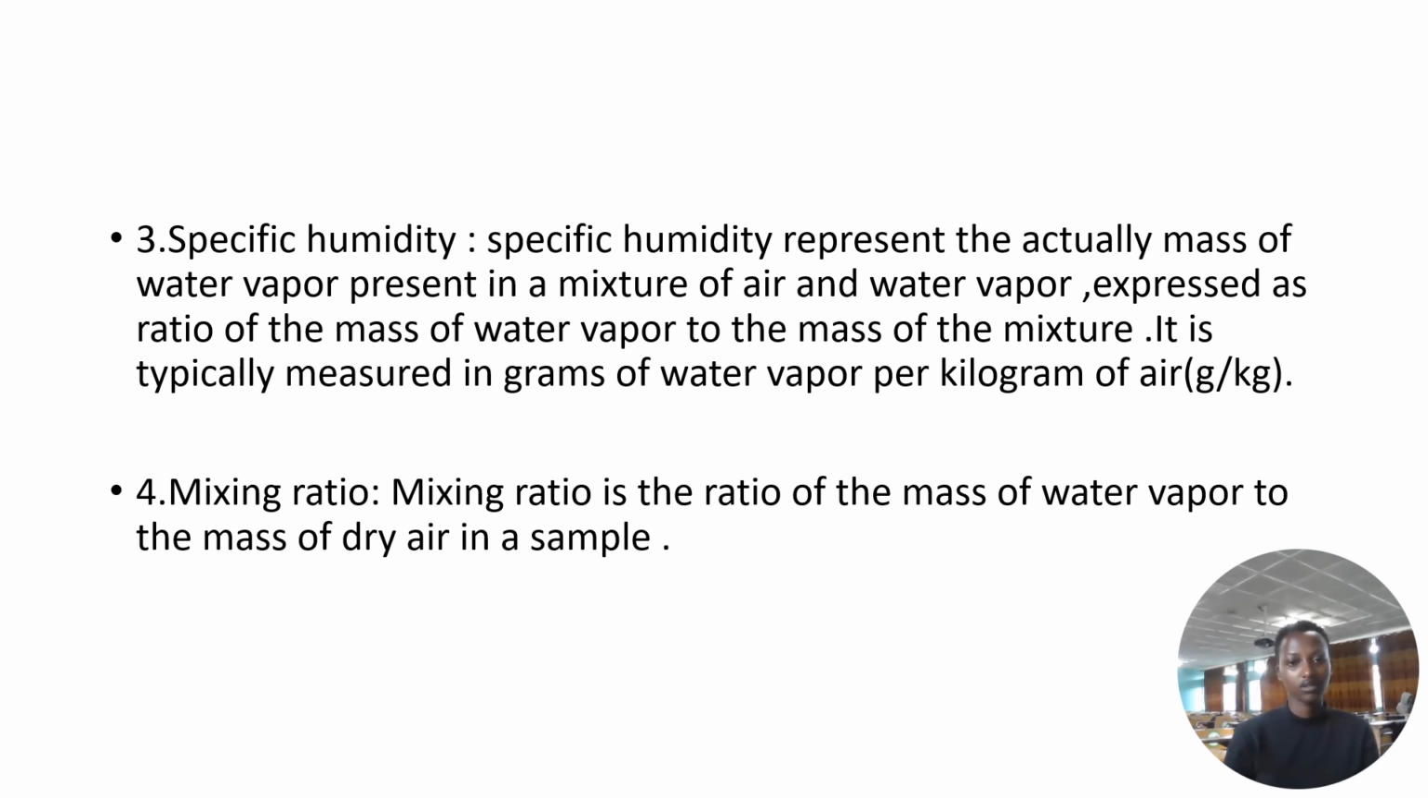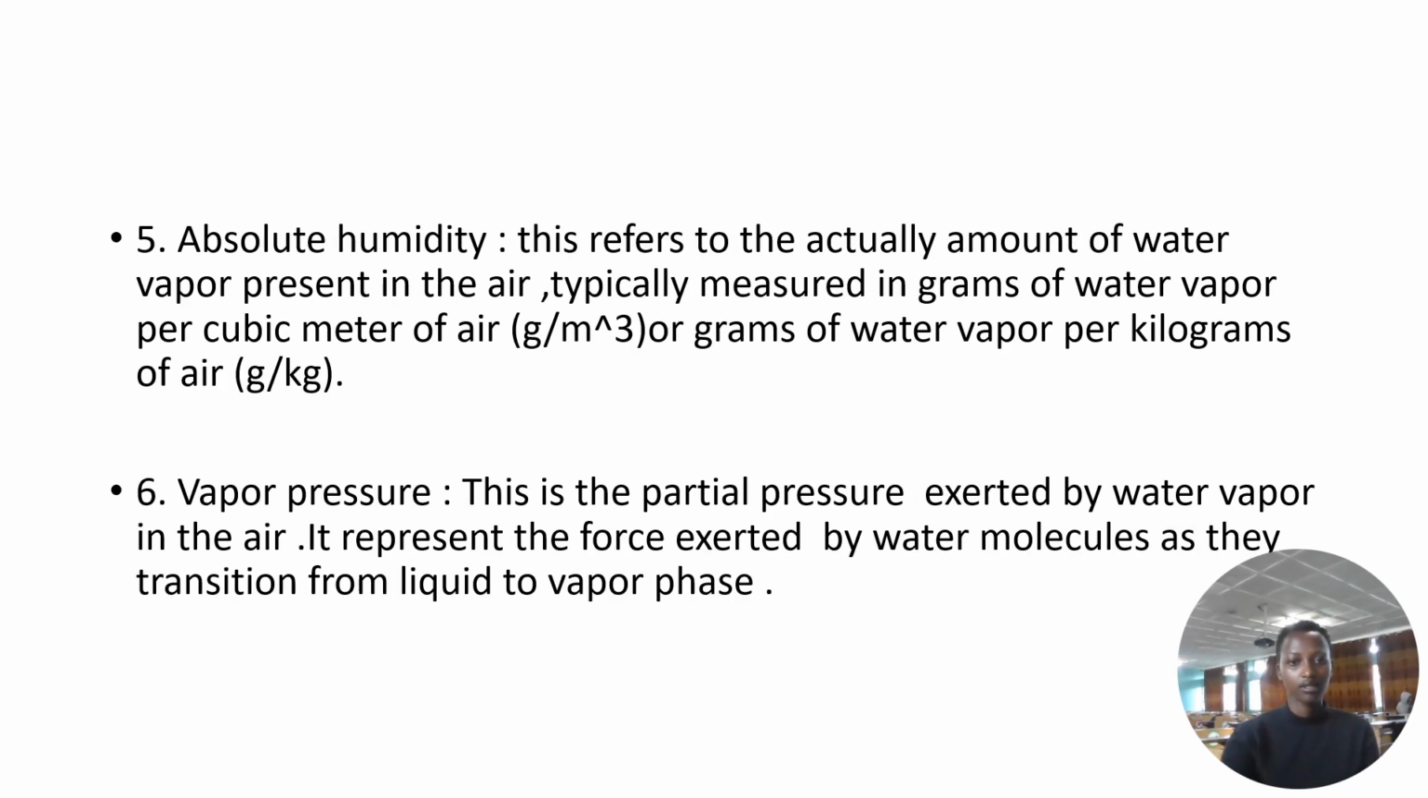Number 4 is mixing ratio. Mixing ratio is the ratio of the mass of water vapor to the mass of dry air in the sample. Number 5, we have absolute humidity. This refers to the actual amount of water vapor present in the air, typically measured in grams of water vapor per cubic meter of air or grams of water vapor per kilogram of air.